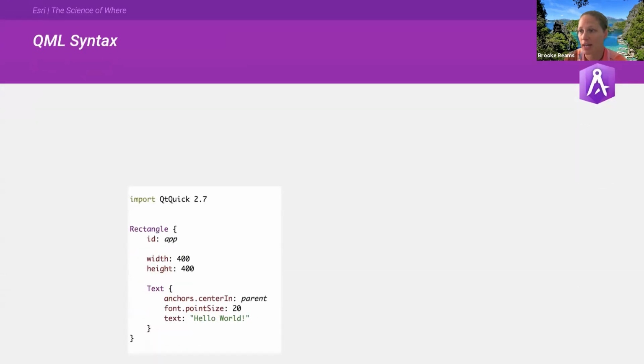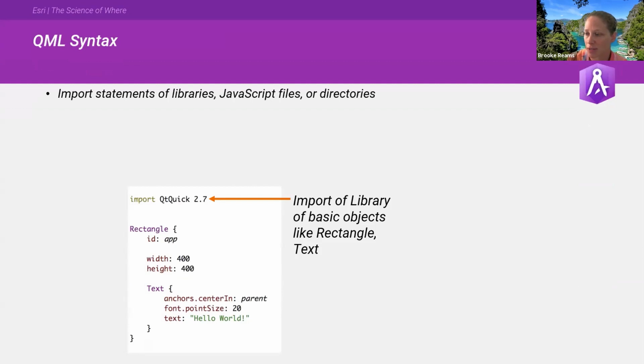So let's take a look at some QML syntax. Like most languages, what you're going to see at the top is always going to be your import statements. So that's importing libraries, such as the one that you see here in this code snippet, which is just a library that gives us access to some basic objects, like in this case, rectangle and text object. You can also import JavaScript files that maybe have JavaScript functions defined, or other directories.